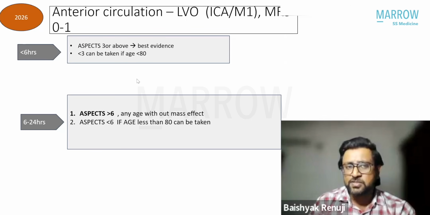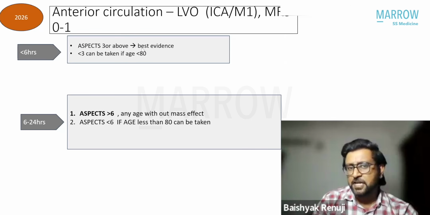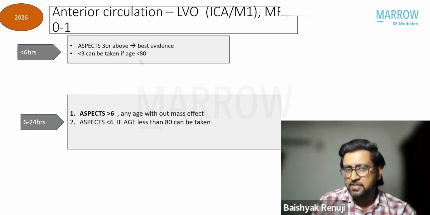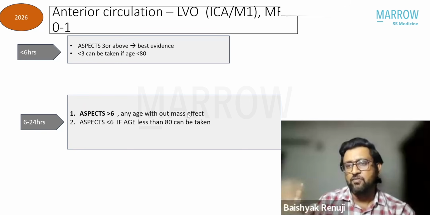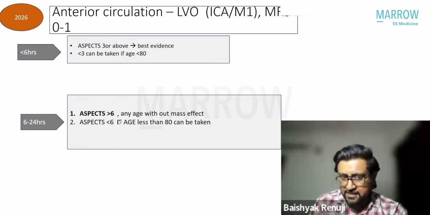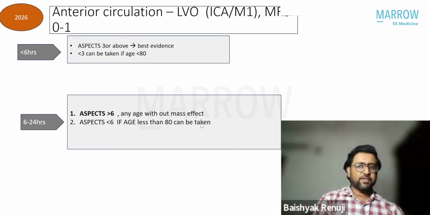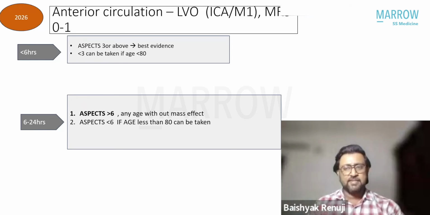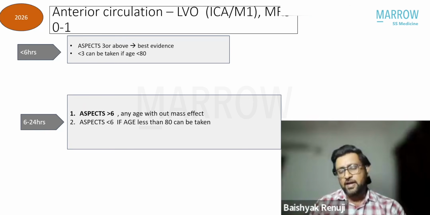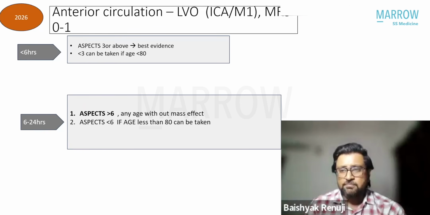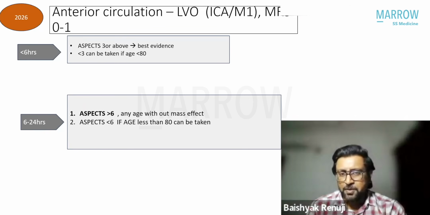So basically, this is the concept. Less than 6 hours, ASPECTS 3 or above, best evidence. Less than 3 can be taken if age is less than 80. If the window is 6 to 24 hours and mRS 0 to 1, ASPECTS more than 6, any age without mass effect, level 1 evidence. ASPECTS less than 6, if age is less than 80, can be taken. So basically, the lower the ASPECTS, age becomes much more important because the studies have been done only for patients up to age 80. So basically, Chandu and Partha, what is your opinion on lower ASPECTS thrombectomy?